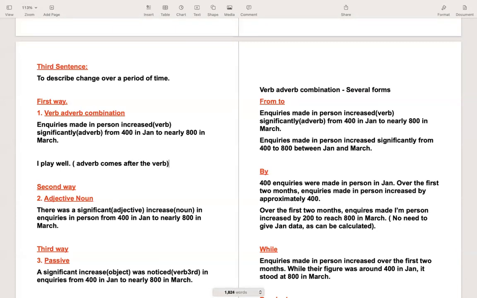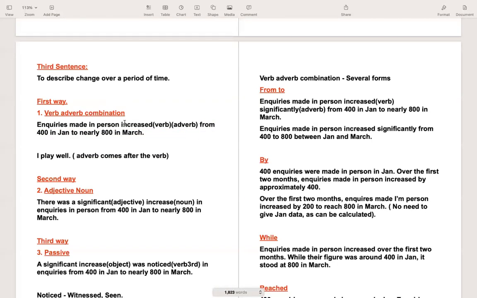So that's why we have this sentence. First we have the verb increased, then we have the adverb significantly. I hope it's clear. Why am I teaching you this? Because a lot of students make a big mistake here. They write significantly before increased. And although that might sound correct, it's not correct. It would be a wrong sentence. Inquiries in person significantly increased. Wrong. It should be increased significantly, because the verb has to come before the adverb. That's the rule in English.